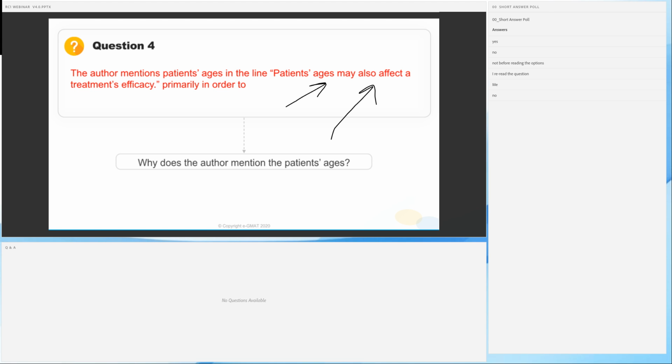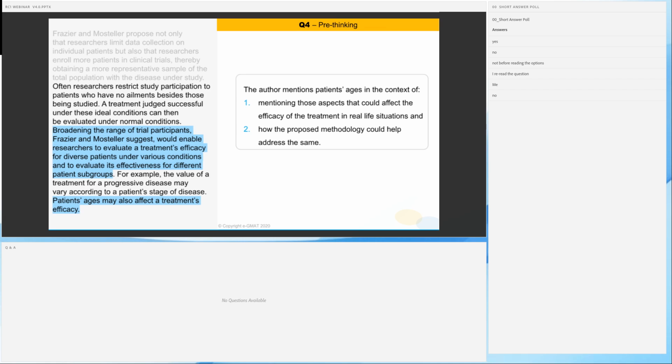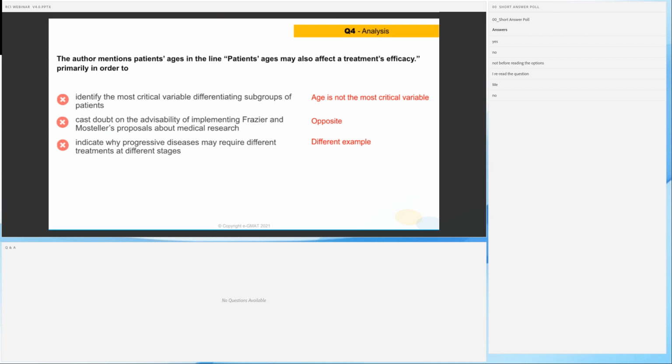It's an example of how, as you enroll a large variety of participants, what additional insights you would get. That's kind of my pre-thinking even before I look at the option. Okay. I'm going to look at choice A, B. Most of you were able to reject. C, indicate why a progressive disease may require different treatments at different stages. Does the passage give you reasons of why a progressive disease requires different treatments at different stages? Does it give you reasons? Hey, here is reason 1, here is reason 2, here is reason 3. No, it doesn't.